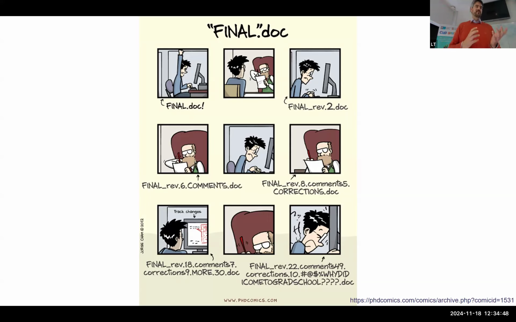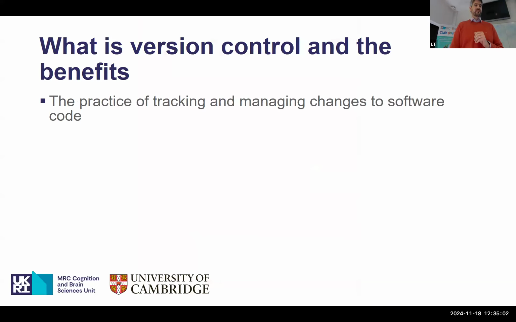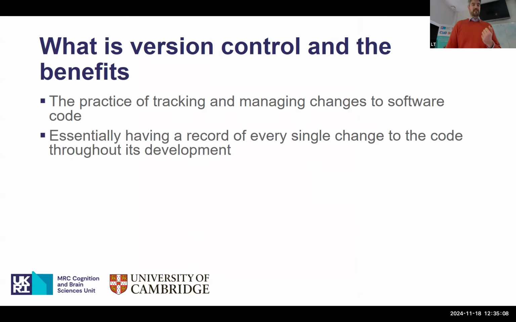So in my talk, I'm going to talk about version control in the context of scientific code, or it could be just markdown files, whatever. And yeah, so what is version control? Basically, the practice of tracking and managing changes to software code. Essentially, that gives you a record of every single change to the code throughout the development of that code.